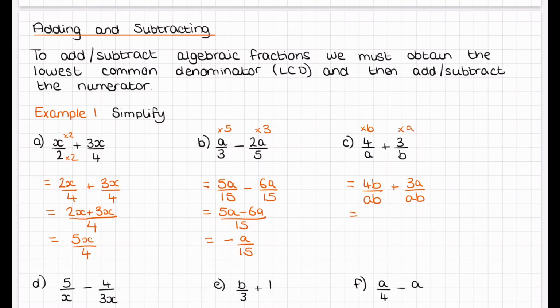And then from there, add our numerators, so we'll get 4b plus 3a all over ab. And we can't do anything else with that because there's no common values or variables between all of the terms.